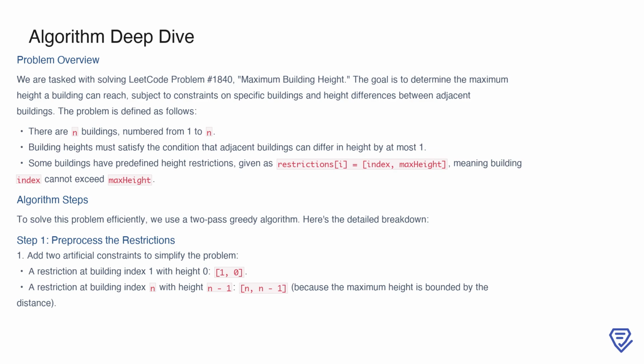To solve this problem efficiently, we use a two-pass greedy algorithm. The first step in this process is to pre-process the restrictions by adding two artificial constraints. These are a restriction at index 1 with a height of 0, and another at index n with a height of n-1, which is the maximum height allowed at the last building. These artificial constraints help simplify boundary conditions and make the algorithm more robust.